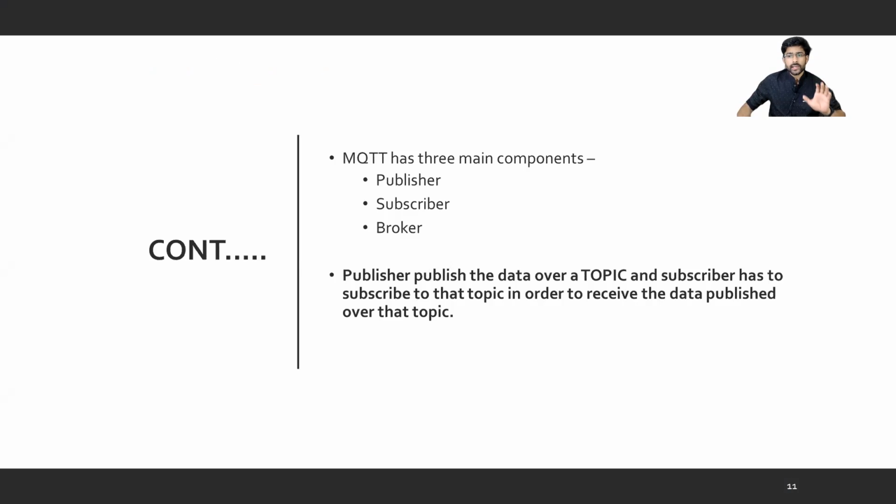So MQTT basically has three main components: publisher, subscriber, and broker. The publisher publishes the data over a topic, and the subscriber has to subscribe to that topic in order to receive the data published over that topic. Once we do practicals, we will get a clearer exposure to how these things work.